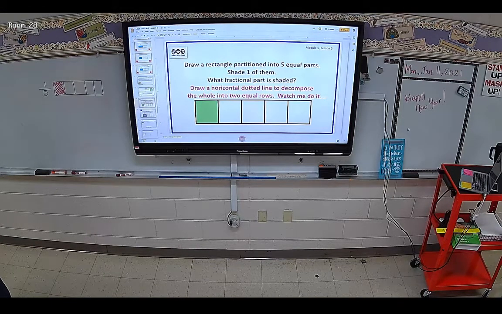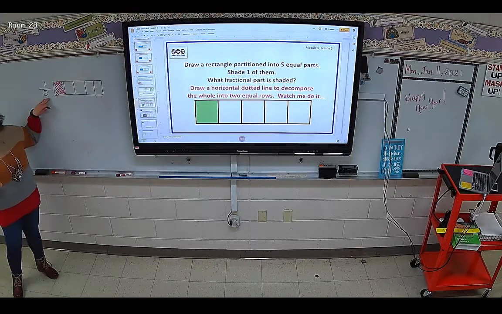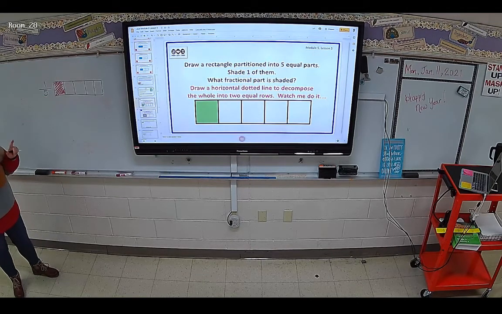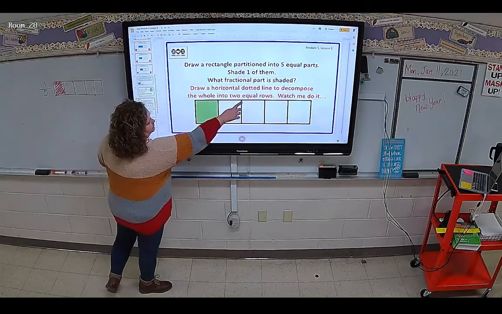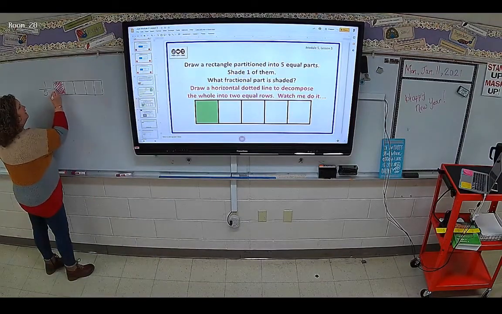Why are we doing this? Because what we're trying to show is that there is another fraction here that is equal to 1/5. Okay? So watch what we do. How many times do we draw a line? Just once? Yeah, because they want us to create 2 equal rows. All right, here we go. I can do the other fraction. We're going to make it dotted.